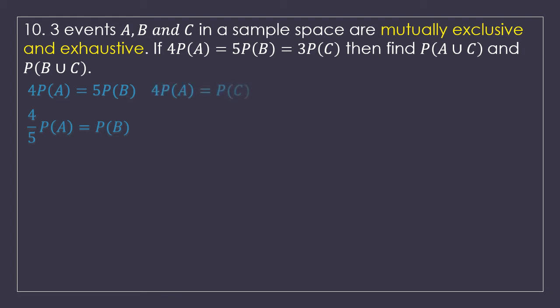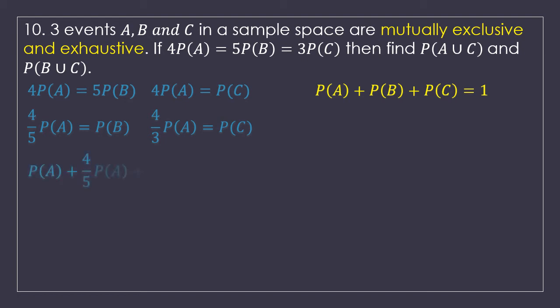Next, I am taking A and C with me. So 4P(A) is 3 times P(C). So here 4 upon 3 P(A) will be the P(C) value. And because the events are mutually exclusive and exhaustive, the total of all three events will be 1. So how can we play it out like this? In the place of P(B), I am going to put 4 upon 5 P(A), and in the place of P(C), I am going to put 4 upon 3 P(A), and my total will look something like this.